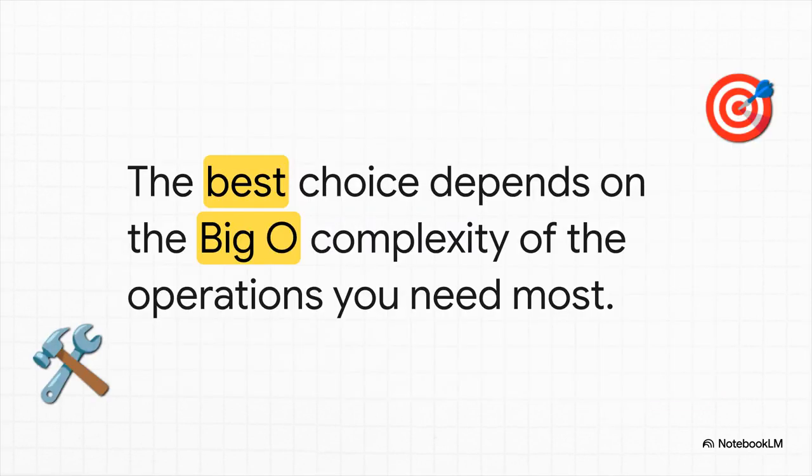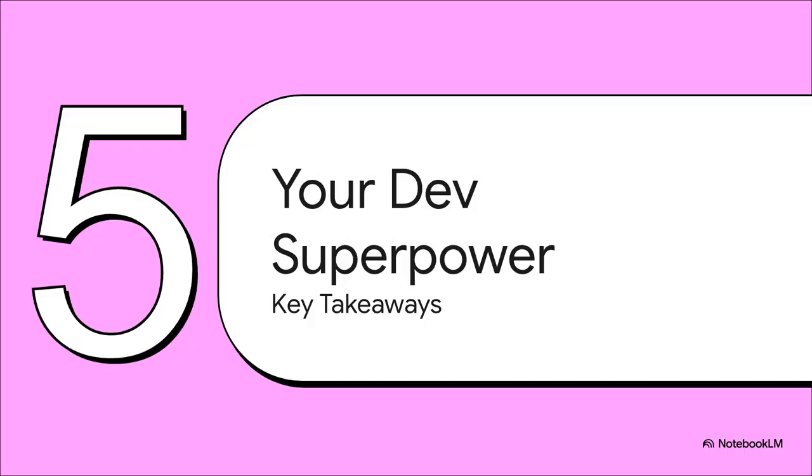That is a perfect everyday example of thinking in Big O. You don't just pick a data structure at random. You think, what am I going to be doing most often? And then you choose the one with the best time complexity for that specific job. So you can see, this isn't just some abstract thing you cram for an interview. It's a genuine tool, a fundamental part of your developer toolkit.